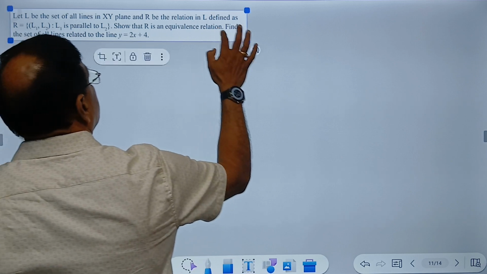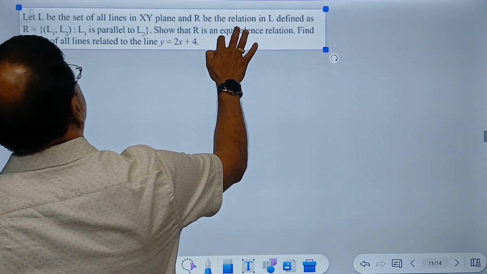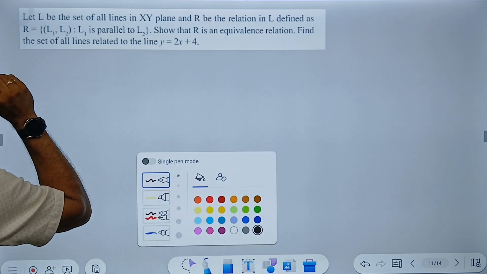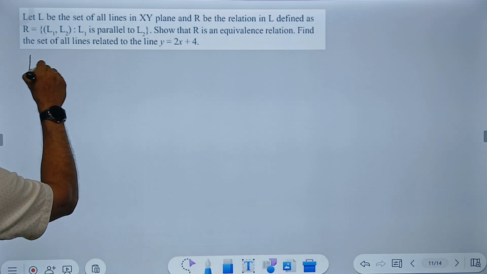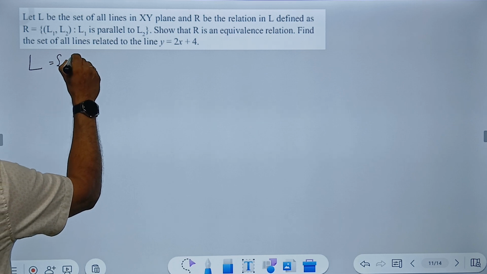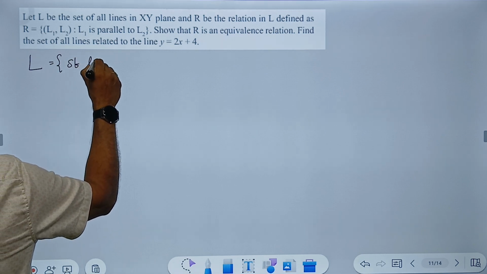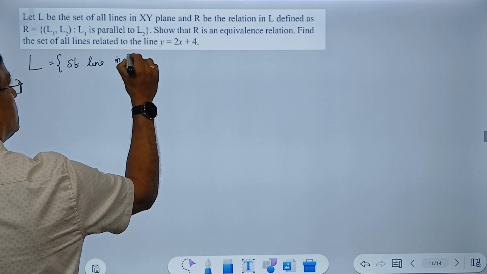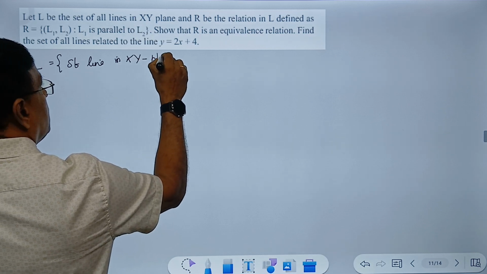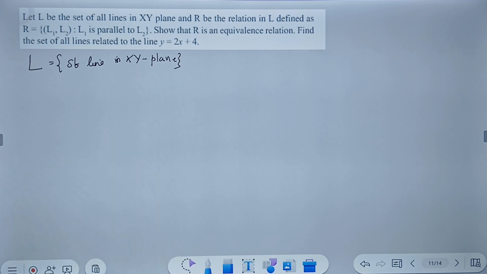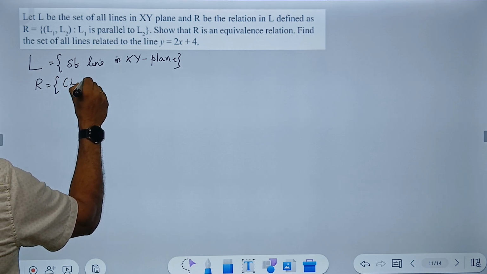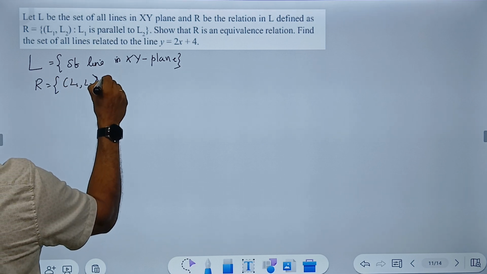Now this is actually a very nice problem. Already you know this. We can discuss this quickly. Now I have my set L. What is that? Straight lines in a plane. That is very important. If it is in space, it gets complicated. Okay, it's a straight line in a plane. And what is my relation? My relation is, if I have two lines L1 and L2, then they are parallel.